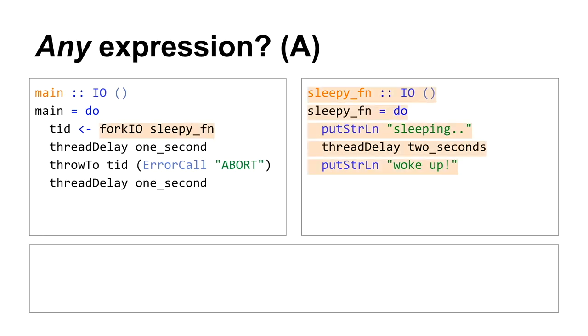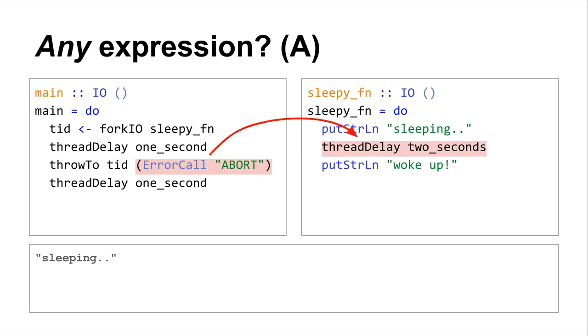This main function is going to fork. It's going to create a new IO computation to run in some other thread. It's going to run my sleepy function, which is going to sleep. It's going to print some stuff to standard out. This guy here is going to sleep for 1 second. The guy on the right is going to sleep for 2 seconds. Main thread's going to wake up and it's going to throw an exception to the forked thread.